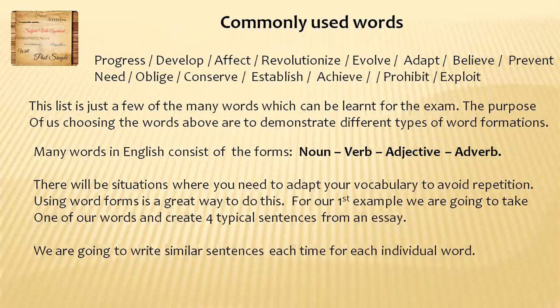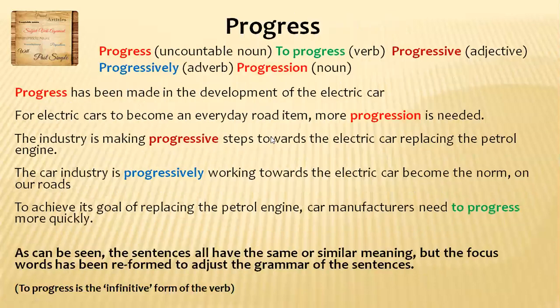For our first example, we're going to take one of our four words and create 4 typical sentences from an essay. We're going to write similar sentences each time for each individual word, so you can see how you can effectively say the same or similar things, but just adjust your words, which in turn means you have to adjust your grammar slightly. Okay, so let's move on to our first word. Progress. Very common word in the exam.